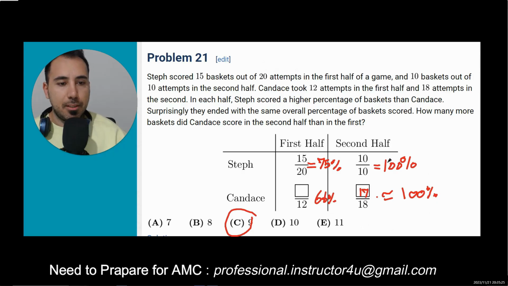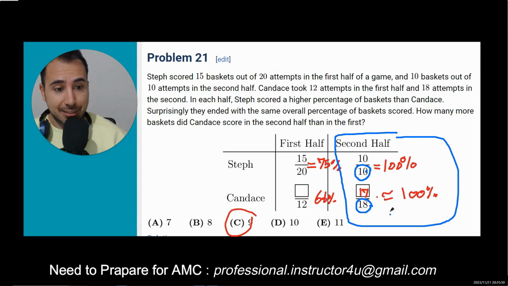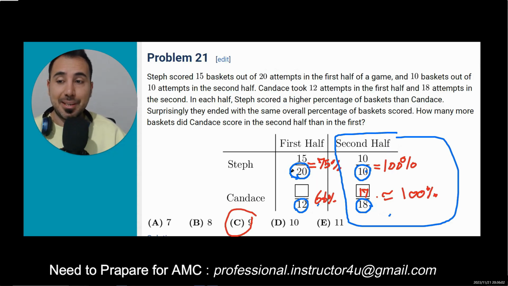We see now that both of them are doing really well in the second half. But Steph, even though his performance was good on a good day, only attempted 10 shots. The other percentage was not that good, but 18 of his attempts were on this part, whereas here there were only 12 on a bad day. But Steph used up 20 of his shots on a bad day. That's why things were balanced out.